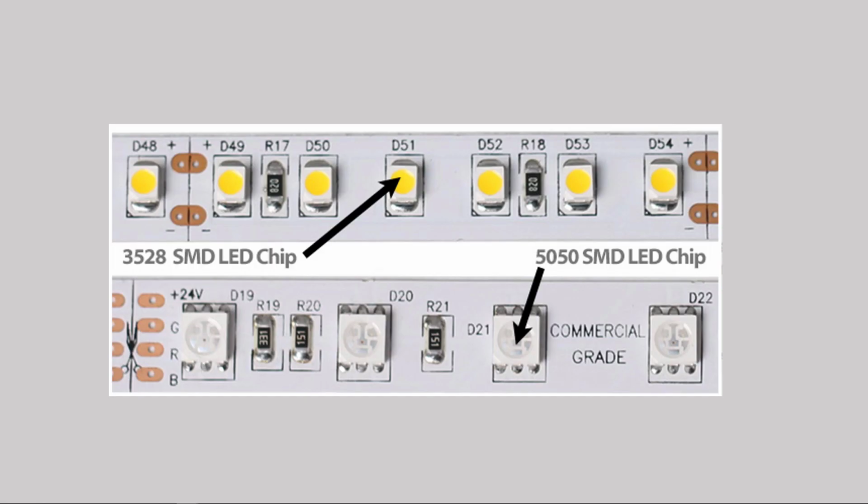Now what we're looking at is two different sizes of LEDs. The upper one is a monochrome, but I don't care about that. And then the bottom one is an RGB. It's the size I wanted you to see. The upper one is 35 by 28 and the lower one is 50 by 50. So when you see 3528 SMD, that's a smaller chip size, not going to put out as much light.